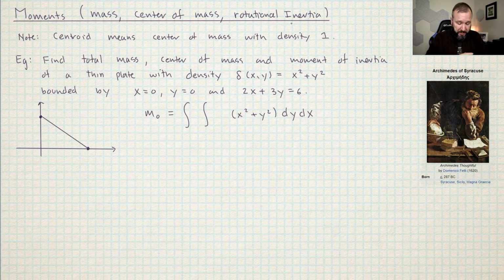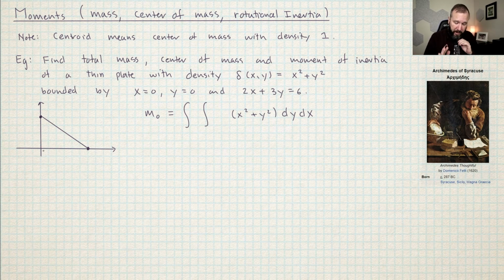Okay, so I've cooked up an example here where we can do the whole thing. What we're asked to do is find the total mass, the center of mass, and the moment of inertia. I give us a thin plate, and this thin plate has variable density x squared plus y squared. So this is actually radial density. It's not very dense here in the middle, and then as we go out, it's going to get more and more dense, and out here it's going to be really dense. I don't want to draw it. Yeah, so that's the setup.